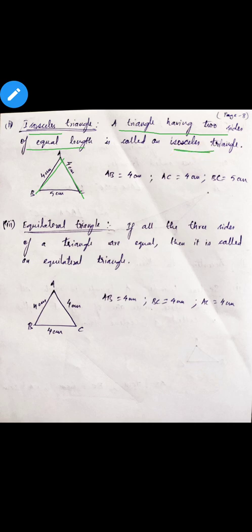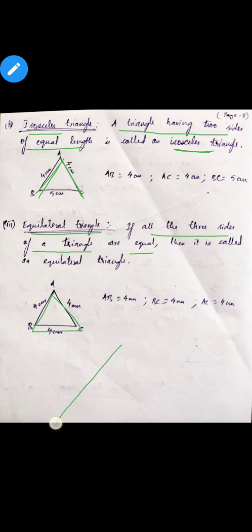This is an example of an isosceles triangle. Here 4 centimeter, here 4 centimeter, two sides are equal. This is called isosceles triangle. And the last one according to the side is an equilateral triangle. This one is very simple. All the three sides of a triangle are equal. All the sides are equal length. Here I have shown 4 centimeter in all the sides. It can be 5 or 6, it can be 7 centimeters also.